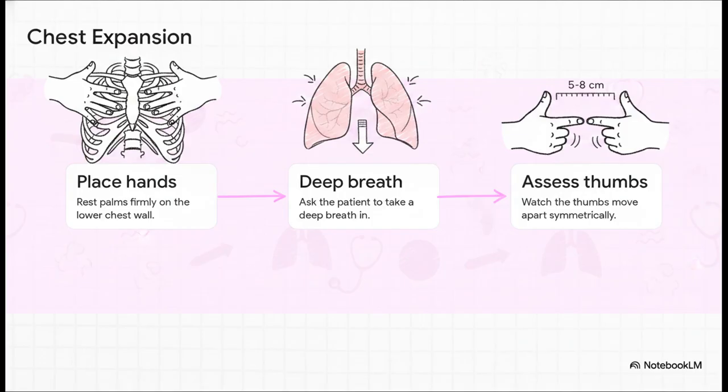The examiner places their hands firmly on the lower chest, anchors their fingers, and leaves their thumbs free-floating in the middle. When the patient takes a big, deep breath in, those thumbs should move apart symmetrically by about 5 to 8 centimeters. If they don't, or if one side moves less than the other, it indicates restricted lung capacity on that affected side, which could be due to a lung collapse, fluid, or fibrosis.